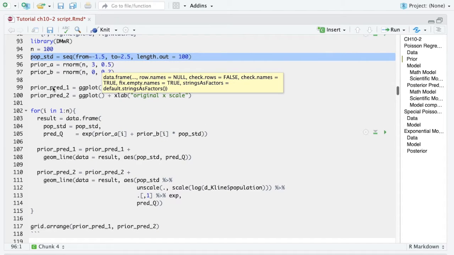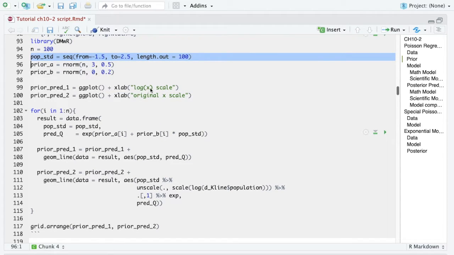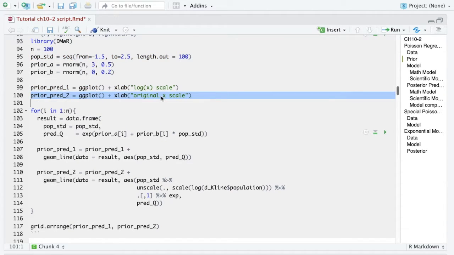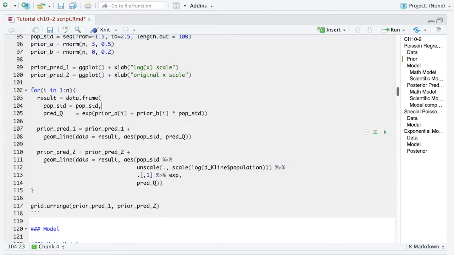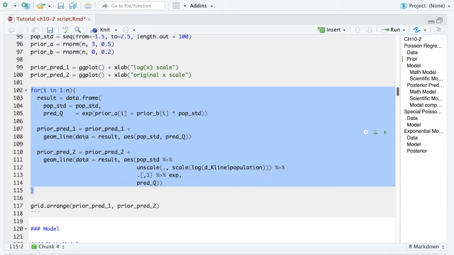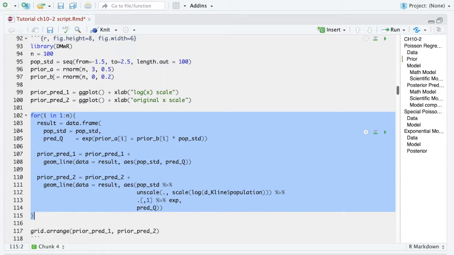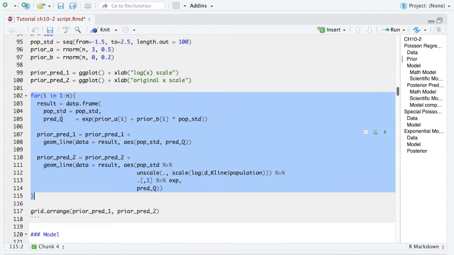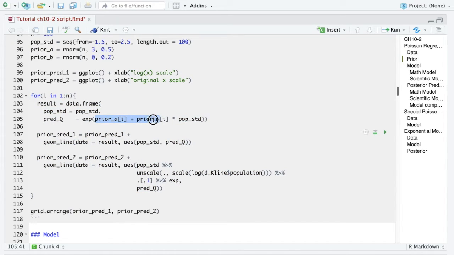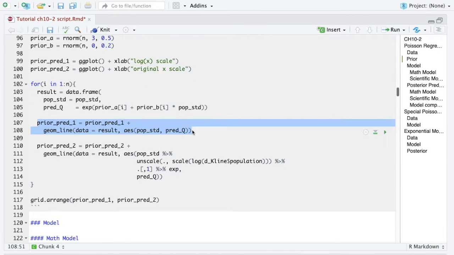And I want to plot the Poisson regression line on both log scale and the original scale. So I use a for loop to loop over the 100 samples I drew in prior alpha and prior beta. Then the prediction value will be exponential of prior alpha plus prior beta times the x. Plotting the result on log scale is very simple. You just need to use a geometric line with aesthetic equal to standardized population and the prediction.